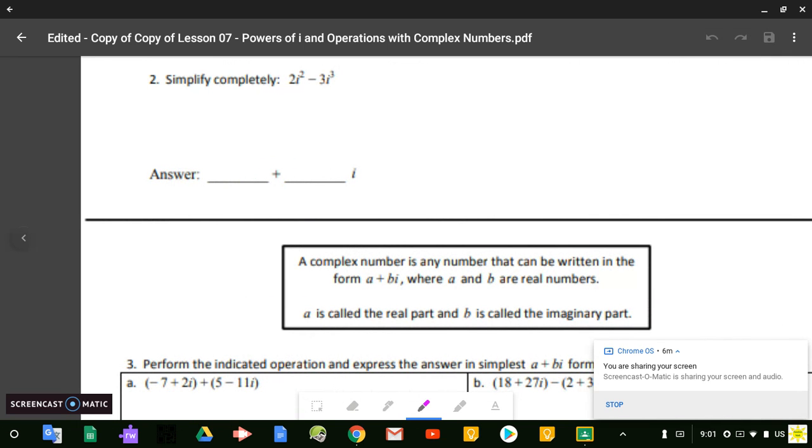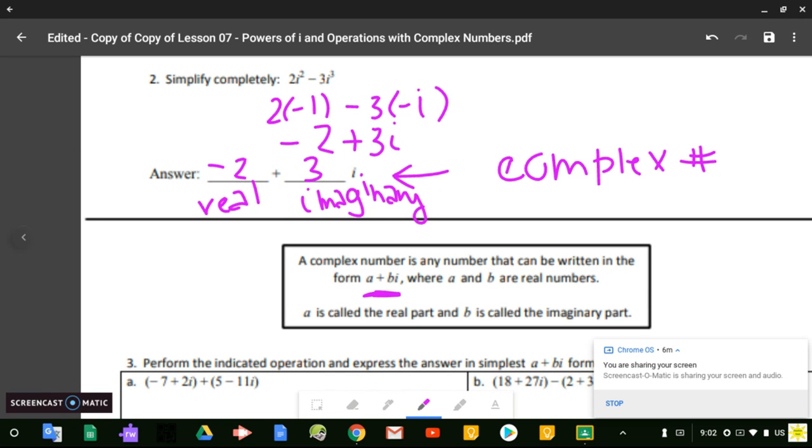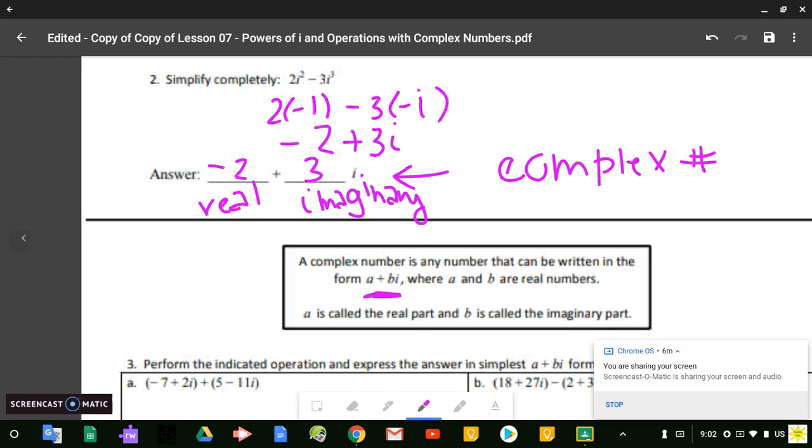So here, when you did this, you knew i squared was -1. You knew i to the third was -i. So this is -2 plus 3i. We have a fancy name for this form. This is called a plus bi form. When you have a number that is in a plus bi form, we call it a complex number. The reason it's a complex number is it has a part that's real and a part that's imaginary. Whenever you have an i attached, you're imaginary.